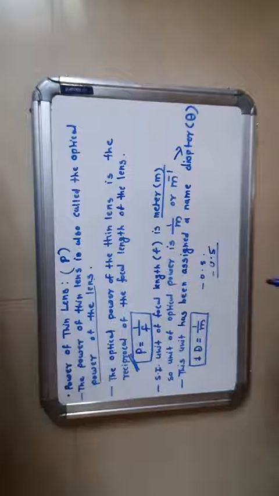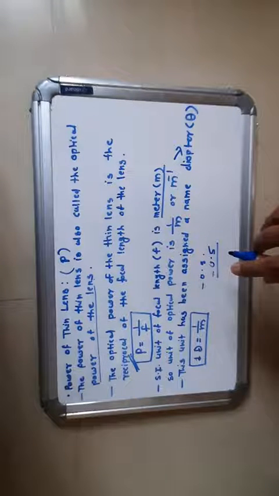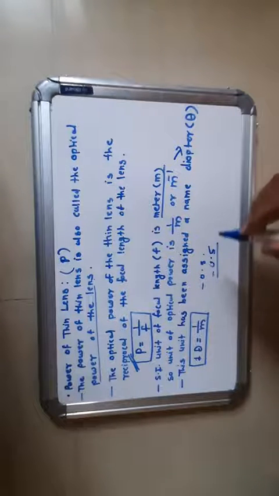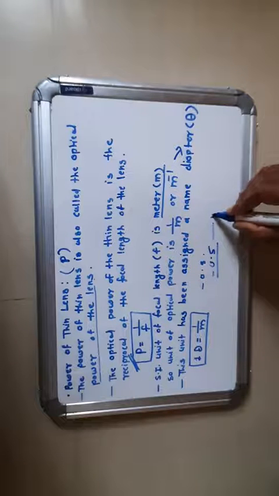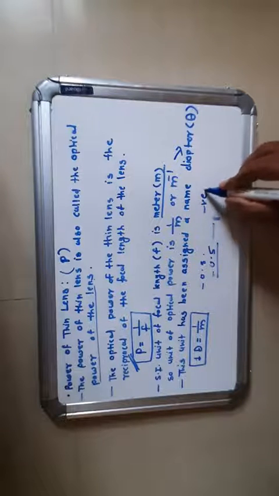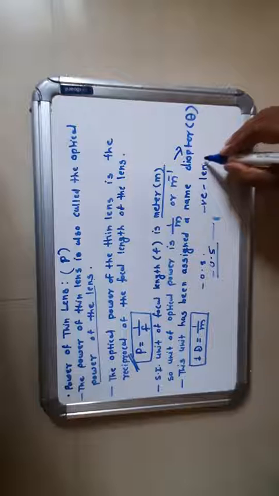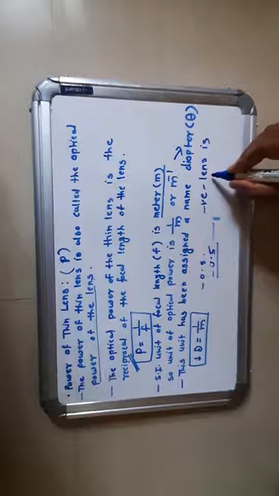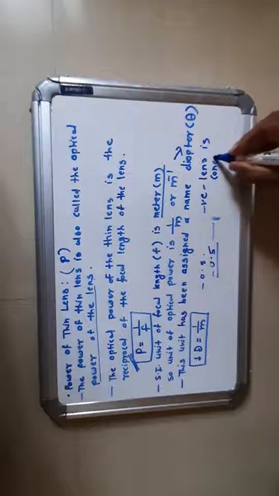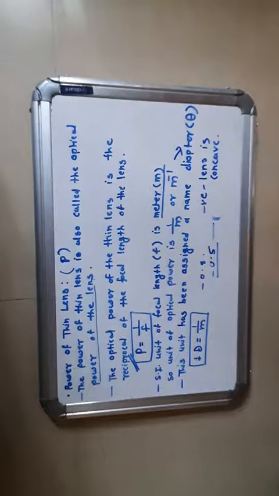Okay, negative sign means that the lens is diverging or concave lens. निगेटिव्ह साईन काय इंडिकेट करते, तर निगेटिव्ह साईन इंडिकेट्स दॅट दी लेन्स इज अ डायव्हर्जिंग लेन्स, कॉन्केव्ह लेन्स आहे हे इंडिकेट करते.